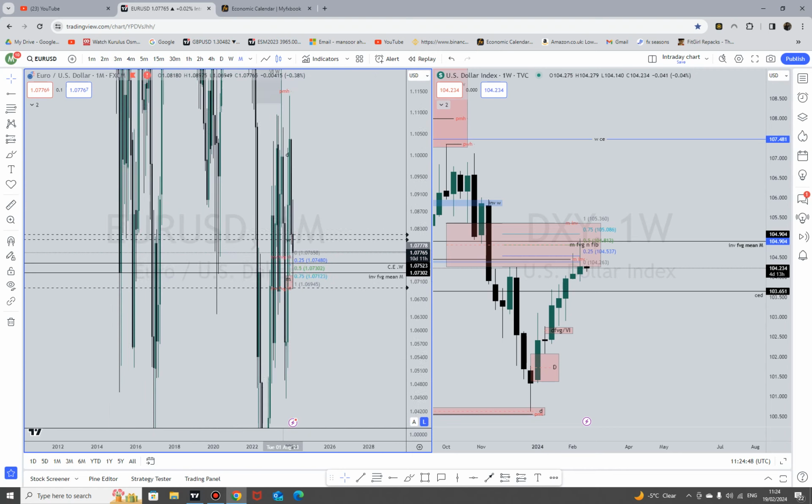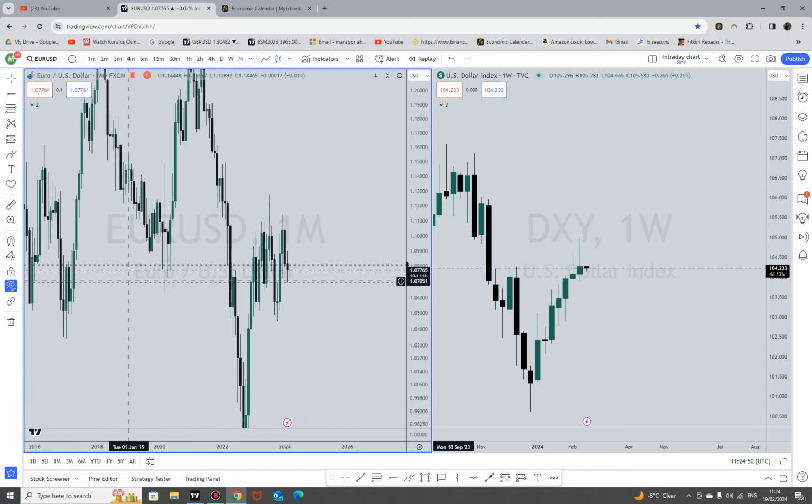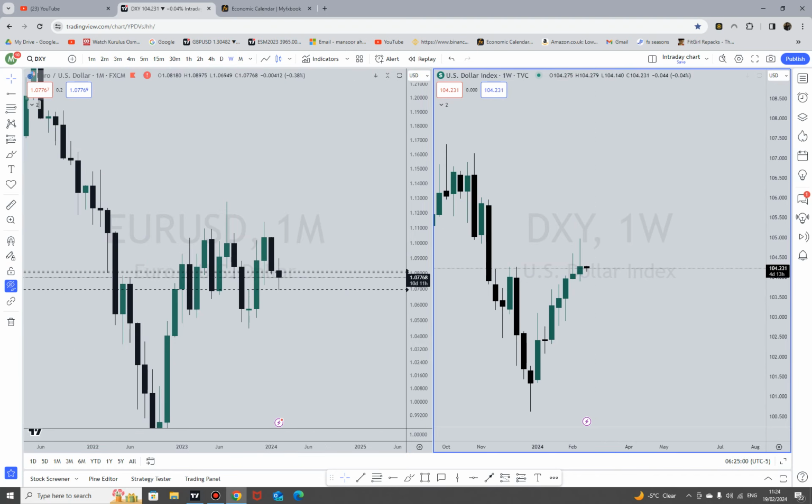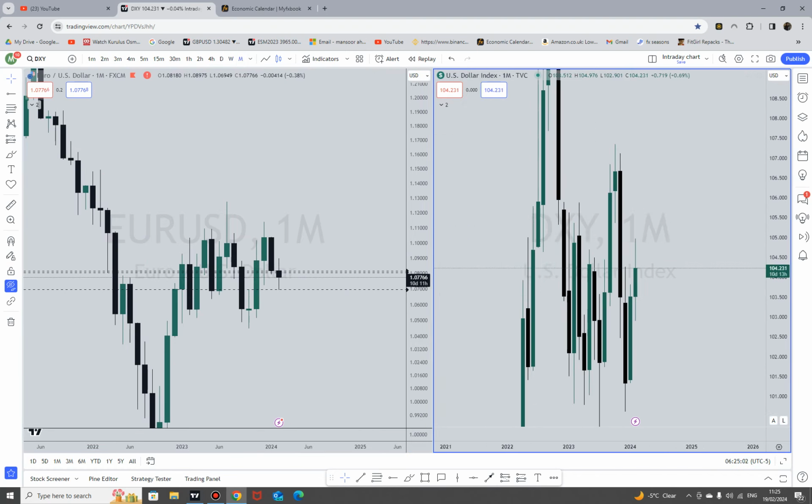That's the very first thing I learned with ICT, you know. Higher time frame is basically the context, okay? It's the underlying narrative. That's where your narrative is going to be derived from. That's the key reason. That's the meat, basically, of it, okay?